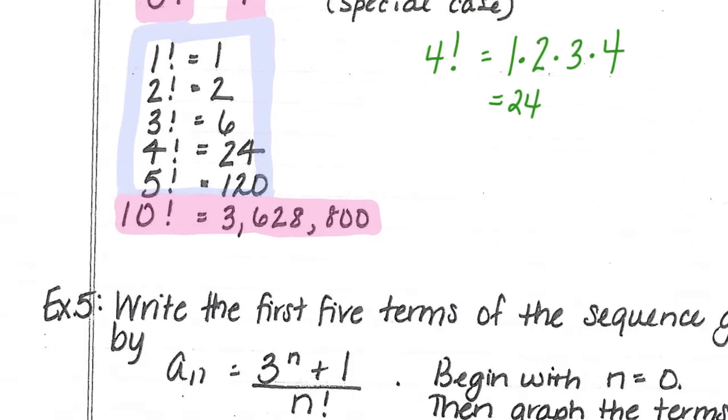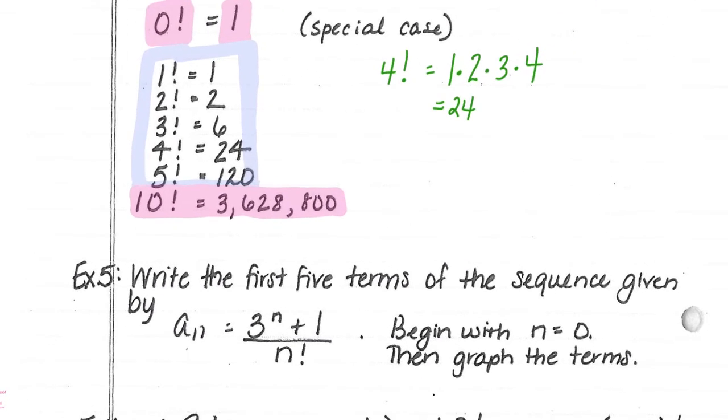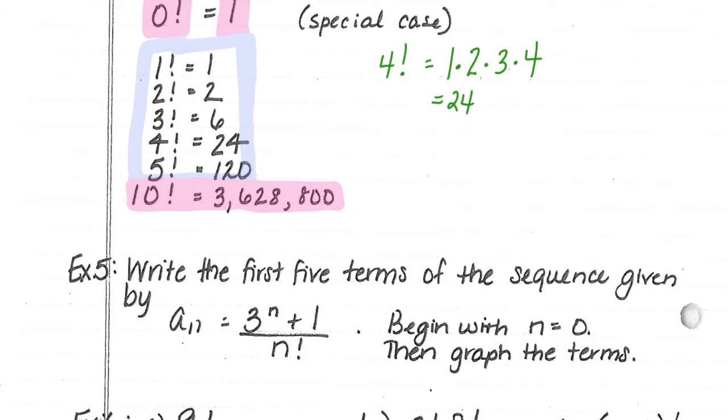All right, so where are we going with this? Write the first 5 terms of the sequence given by a sub n is equal to 3 to the nth power plus 1 over n factorial. Now, it's telling us in the directions to begin with n equals 0. So if n equals 0, that's where we're beginning. Well, remember 0 factorial is 1, so I know on the bottom I'm going to have 1 here. And 3 to the 0 power, anything to the 0 power, is 1. 1 plus 1 is 2. So my first number, you know what, I'm going to write these up here, is 2.